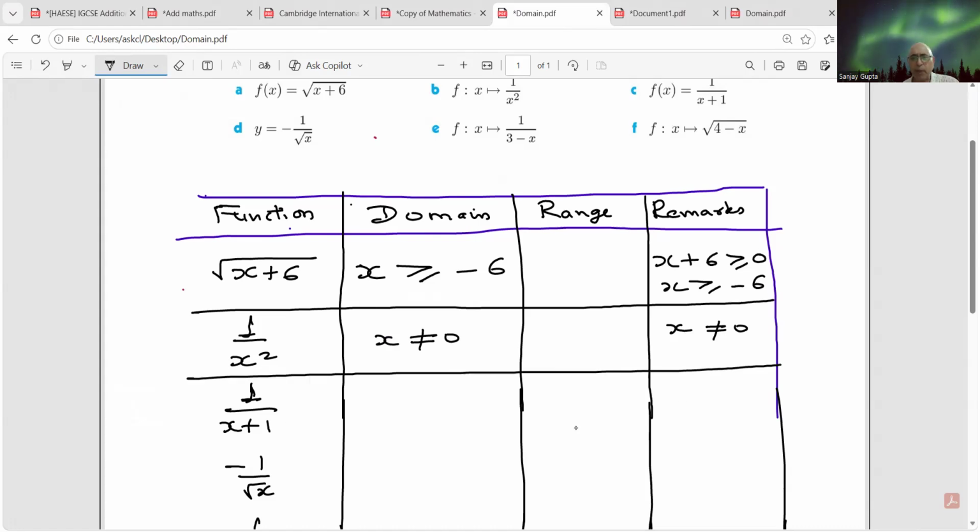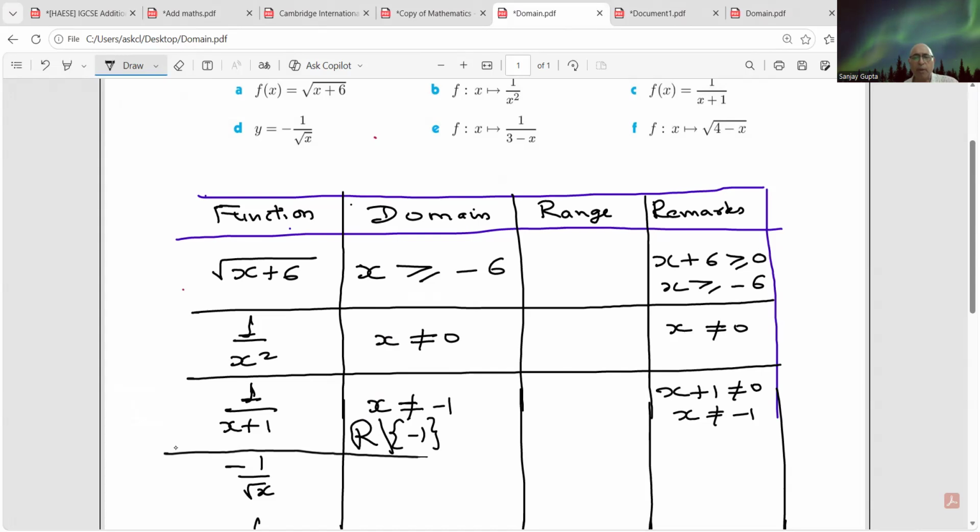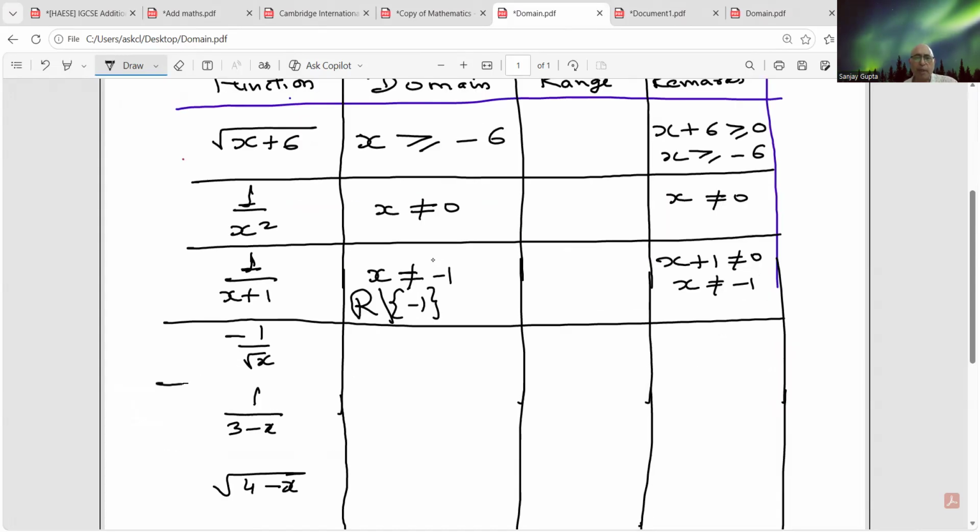Third, 1 over x plus 1. Now what is the term in the denominator? x plus 1. So x plus 1 can't be 0. So x can't be negative 1. So the domain of this function, x can't be negative 1. Or you can say all real values except negative 1. Only negative 1 is not allowed. Rest all everything is okay for the domain. Minus 1 over root x. Again, x is in the denominator as well as under the square root. So it has to be x only greater than 0.